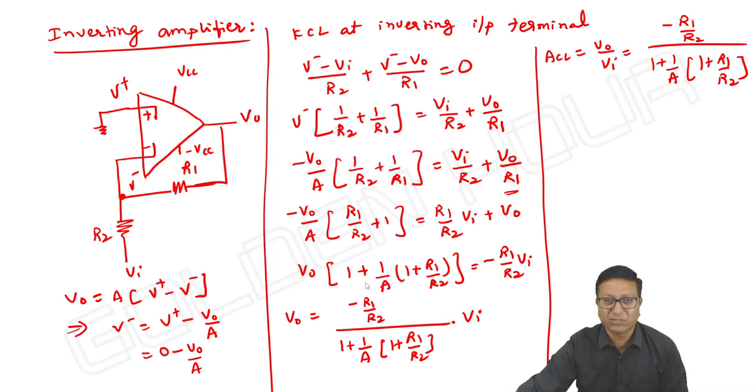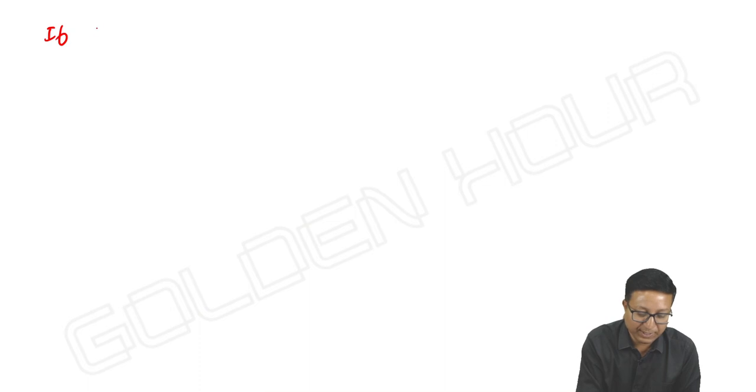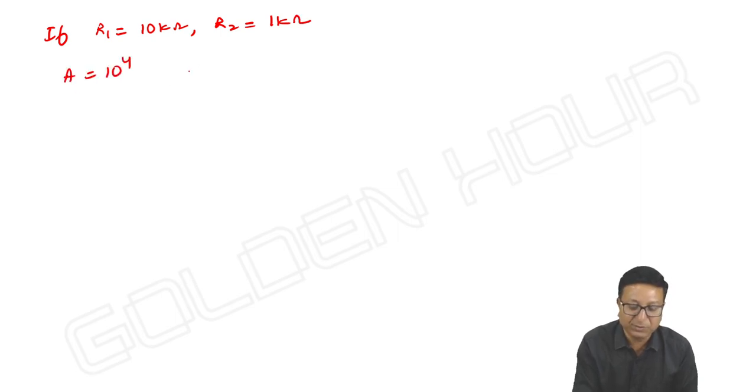That's why, for better understanding and better conclusions, we take some numerical values. Suppose I take R1 equal to 10 kilo ohm and R2 equal to 1K, with A equal to 10 power 4. Then what is our closed loop gain?